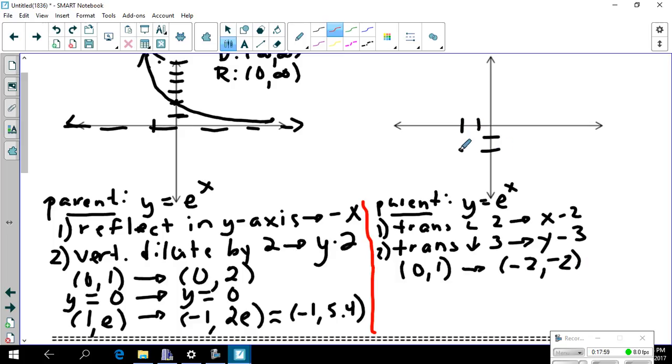Original asymptote of y equals 0. Subtracting 2 from x doesn't affect that. Subtracting y by 3 does. It becomes y equals negative 3. There you go.